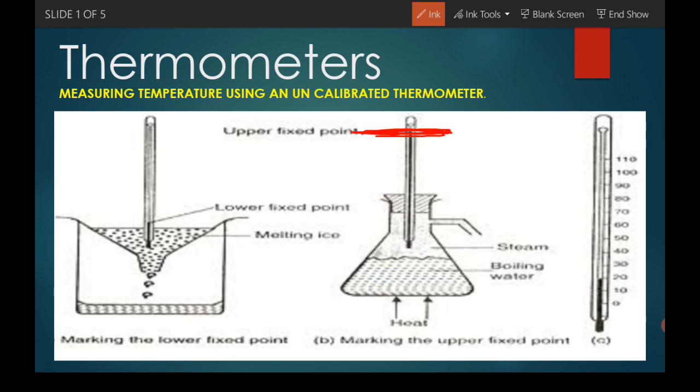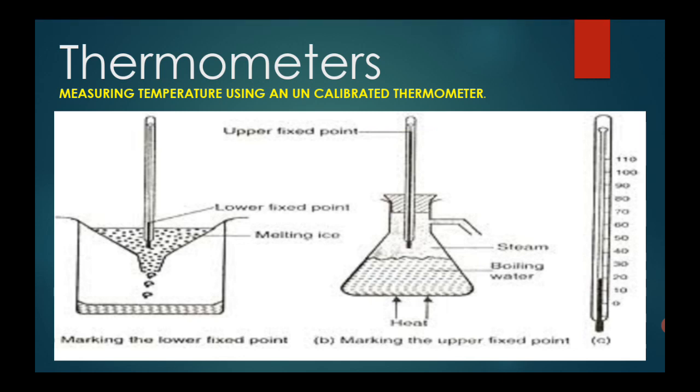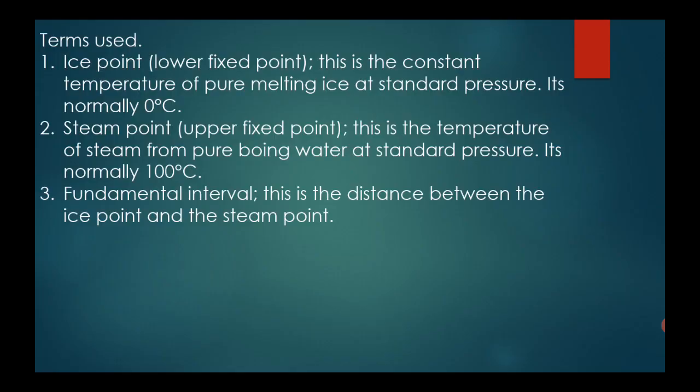Once you have defined those two terms, you have located where those two points are on the thermometer, then getting the temperature of the body is as easy as we're going to see. So let's first take note of this. What is the steam point? What is the upper fixed point? That is the same: steam point, upper fixed point. And then what is the ice point? What is the lower fixed point? And then the other term that we shall be looking at is the fundamental interval. So you can take note of this.